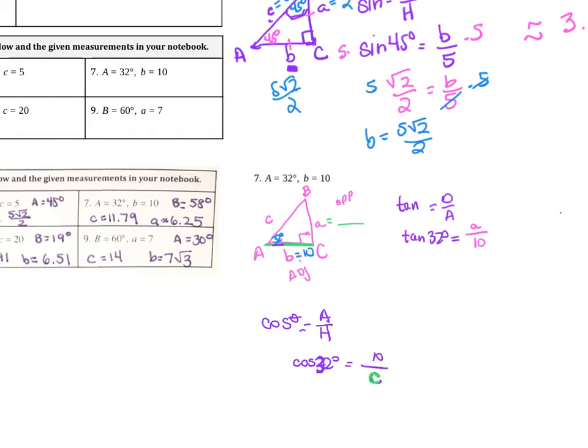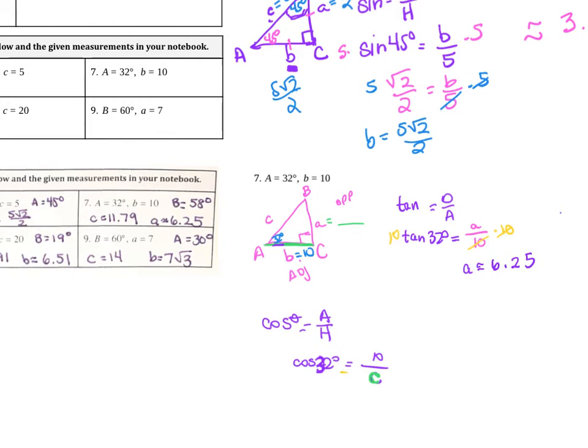So for tangent, all we need to do is multiply both sides by 10. Then it's a matter of plugging it into your calculator. So again, 32 tangent times 10 and then equals. And so you will find that A is approximately 6.25.